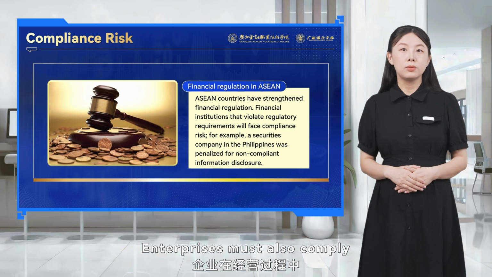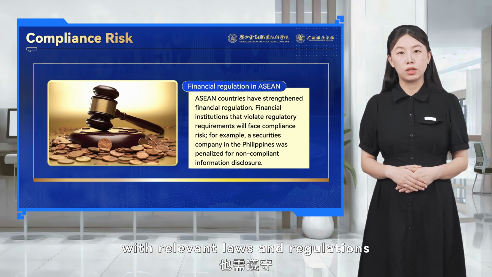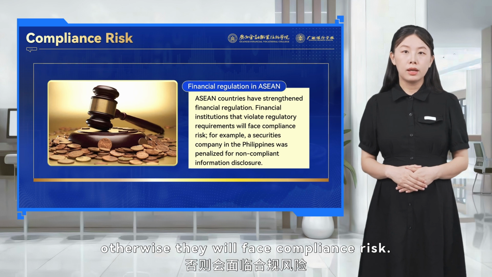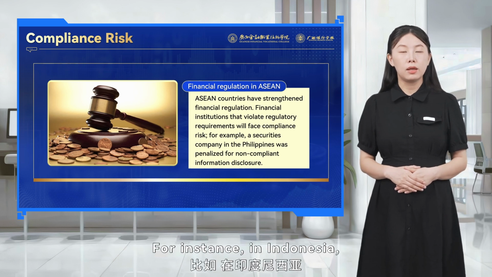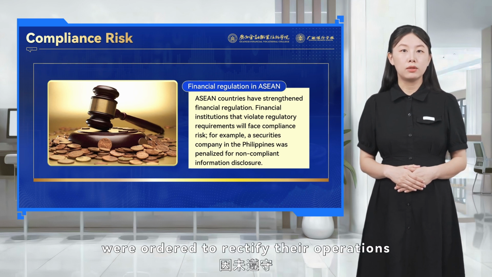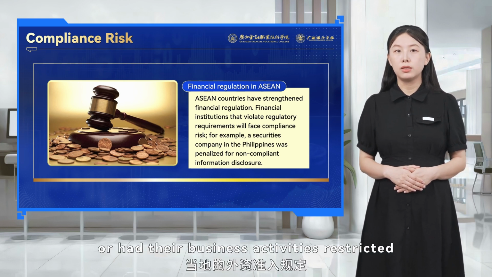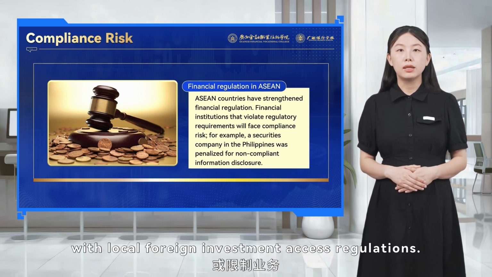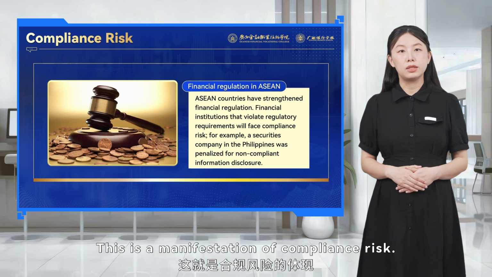Enterprises must also comply with relevant laws and regulations in the course of their operations, otherwise they will face compliance risk. For instance, in Indonesia, some foreign-funded enterprises were ordered to rectify their operations or had their business activities restricted for failing to comply with local foreign investment access regulations. This is a manifestation of compliance risk.